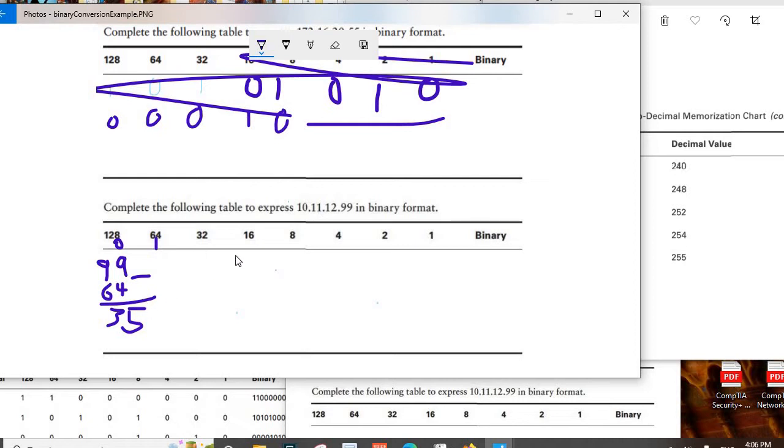And then 32 is the next largest one. And 35 minus 32 gives us a remainder of 3. So nope, 16 is too big, 8 is too big, 4 is too big for 3. 2, we can take 2 out of that, which gives us 1. And then we flip on the switch for 1. So our binary for 99 would be 0, 1, 1, 0, 0, 0, 1, 1.